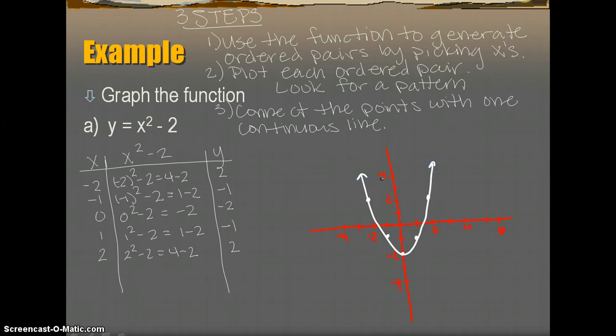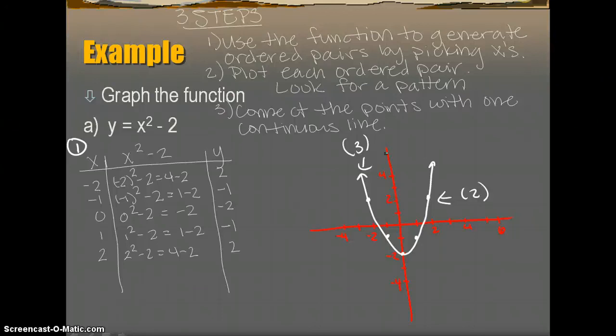Okay, so again, step 1, make a t-chart. Step 2, plot the points. And then step 3 is to connect it after you found the pattern. If I didn't have enough points, or if I couldn't see what exactly was going on, then I would continue to input more x's until I would produce the graph that I specifically needed. This time around, the numbers I picked worked out, and I was able to see the actual pattern to this specific function.